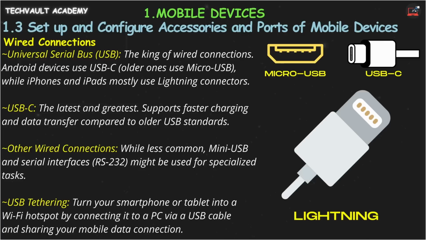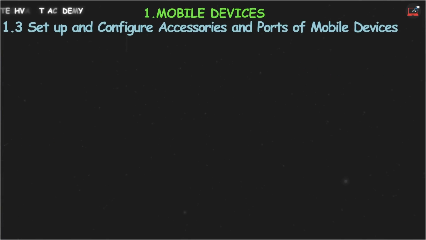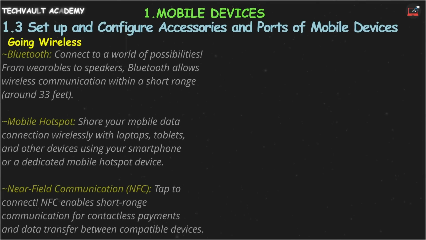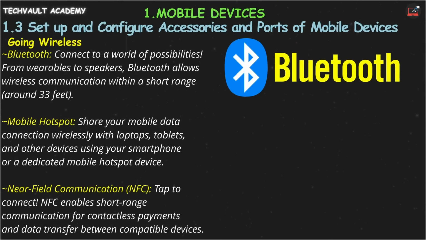USB tethering. Turn your smartphone or tablet into a Wi-Fi hotspot by connecting it to a PC via a USB cable and sharing your mobile data connection. Cutting the cord, going wireless. Bluetooth, connect to a world of possibilities. From wearables to speakers, Bluetooth allows wireless communication within a short range, around 33 feet.